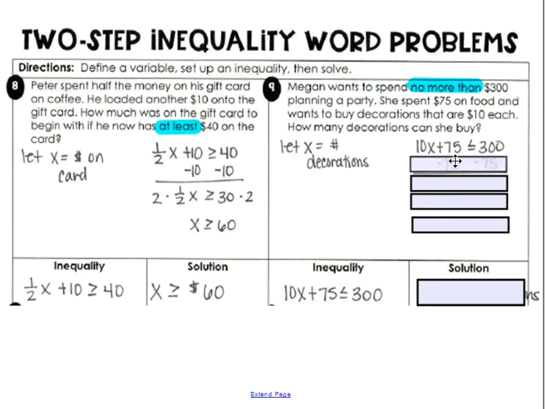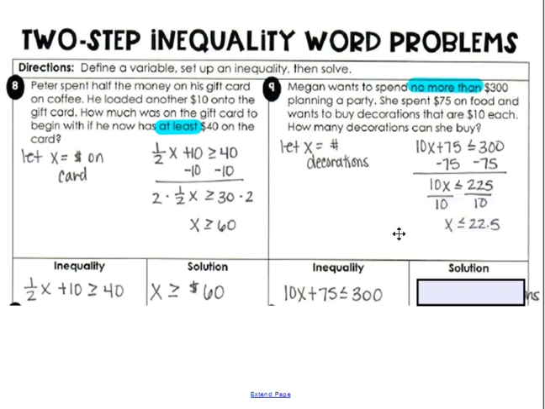Let's get rid of the plus 75. And that changes our inequality a little bit. 10x is less than or equal to 225. Now let's get rid of the timesing by 10. So divide both sides by 10, and you end up with a value for the variable that needs to be less than or equal to 22.5. So that's our solution. She can buy at most, or no more than, 22 decorations.